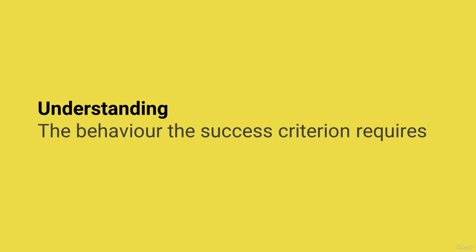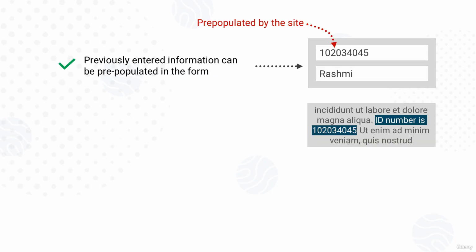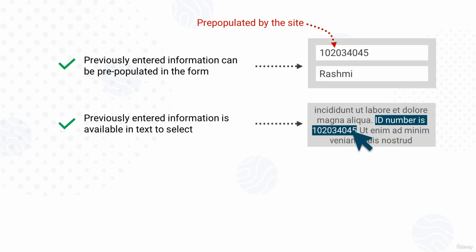The criterion has the requirement of providing previously entered information in an accessible way to overcome the natural process of mental fatigue. This can either be pre-populated in the form or available text for the user to select from. However, the previous entry is only made available during the session. There's no requirement for this information to persist between sessions.